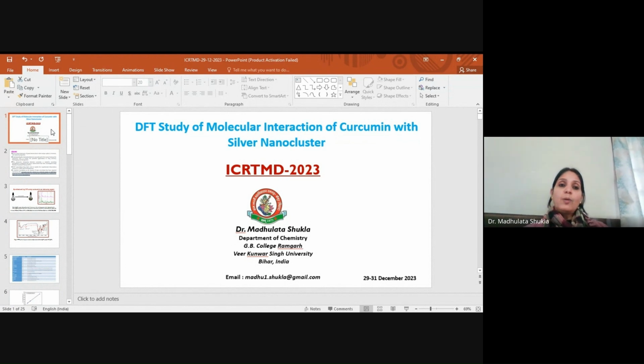So my topic today is the DFT calculation of molecular interaction of curcumin with silver nanocluster. As we all know, curcumin, which is also called haldi, is of very much importance in our daily life. We use it everywhere in our kitchen, and in the lab also.